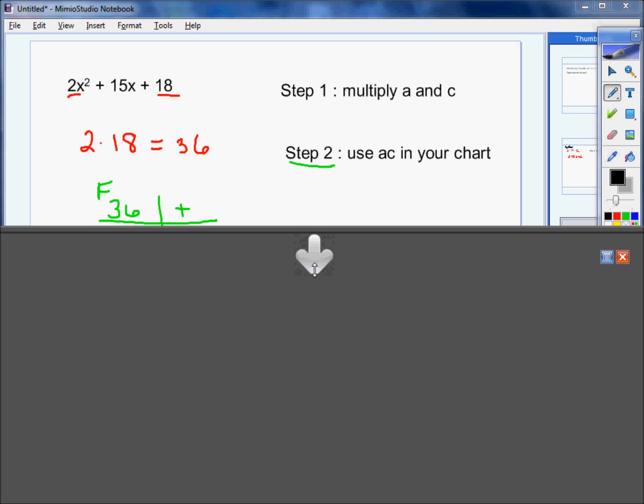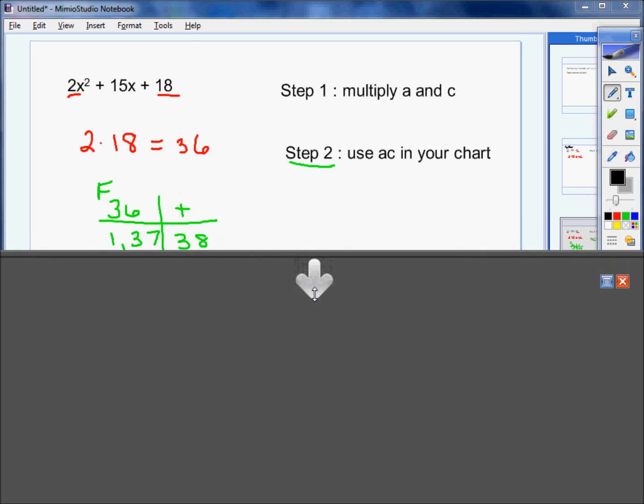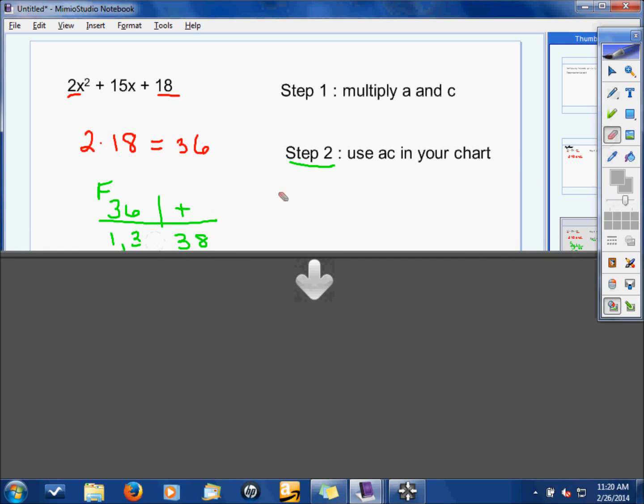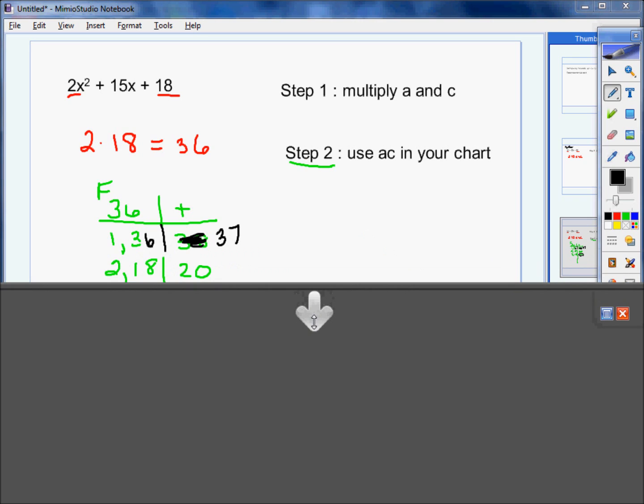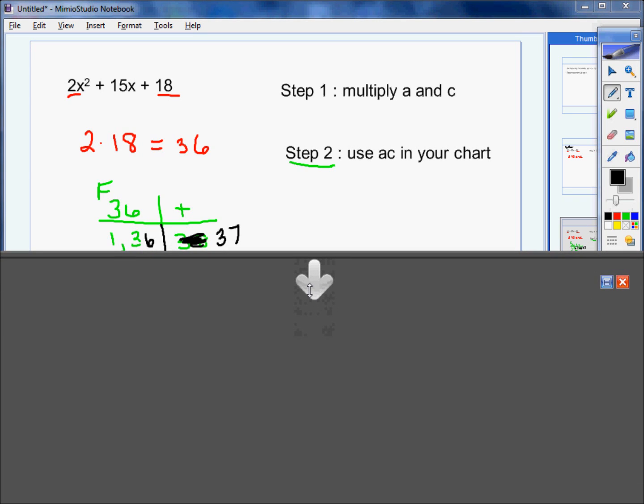So our first factors would be 1 and 36. Ooh, what did I do? That's a 7. That's supposed to be 37, but it's supposed to be a 36, and then this is supposed to be a 37. Sorry about that. I don't know what I was thinking. Thank you for forgiving me. That's good. You need to do that to go to heaven. Okay, so 1 and 36 give you 37.